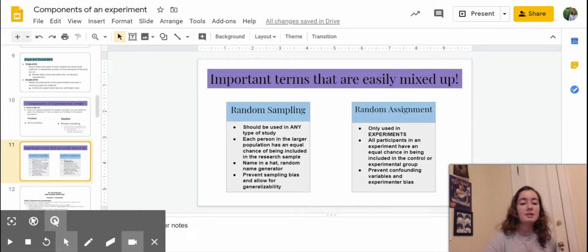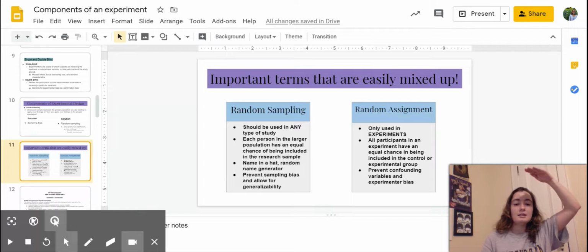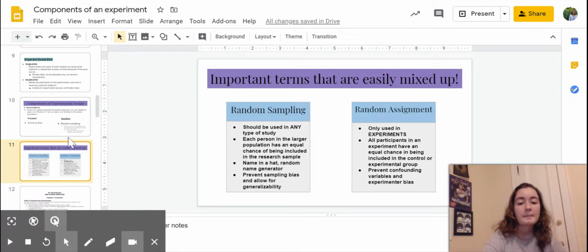So random sampling is choosing who's going to be in your study. And then random assignment is, now you have those people, they're in your study, and now you're deciding which group they're going to be in. So random sampling's kind of here, then you have random assignment after, kind of smaller.